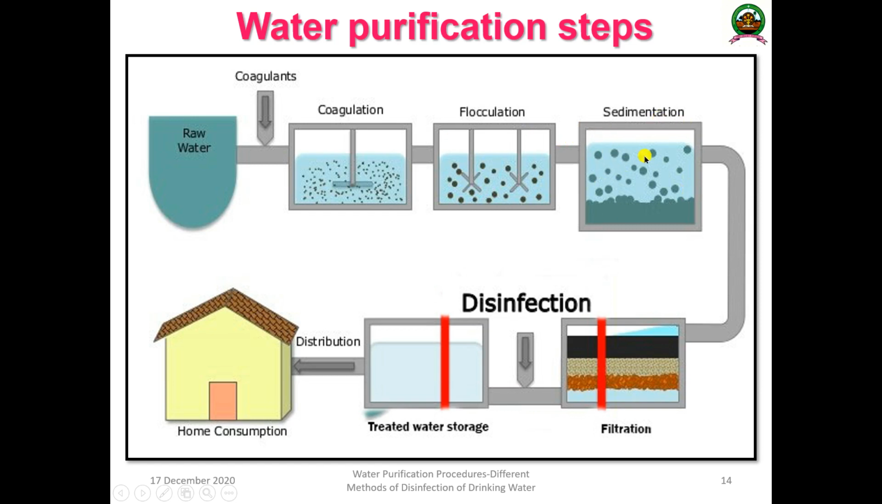All the flocs will be settled at the bottom, that is known as sludge, and the water will be passed through a filtration unit. There are a lot of sand filters that will act, and there you will be adding filters and disinfection methods. Then you will be passing the treated water for distribution and house consumption. So this is the simplest flow chart of water purification steps.